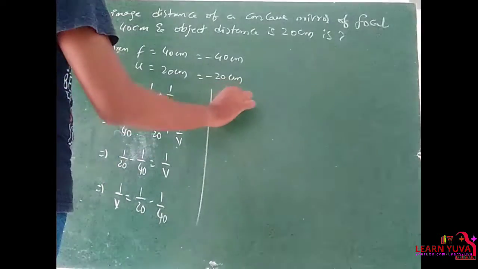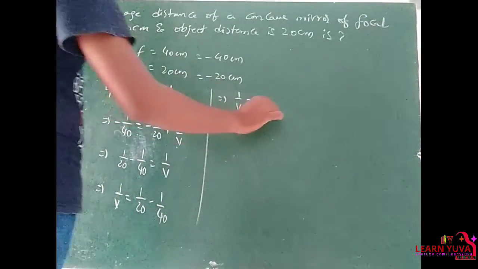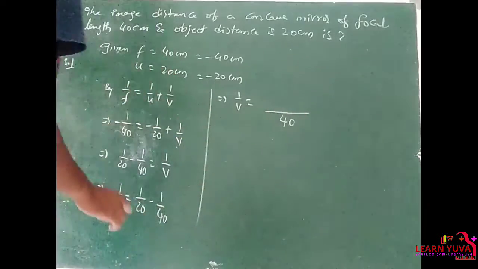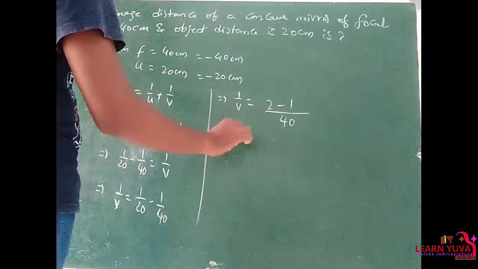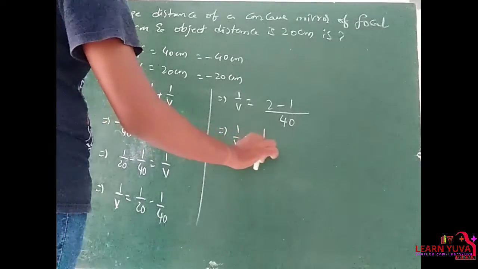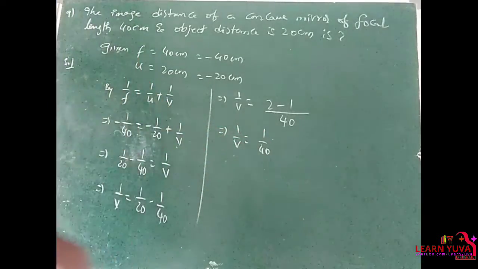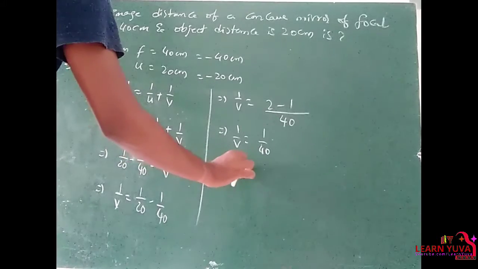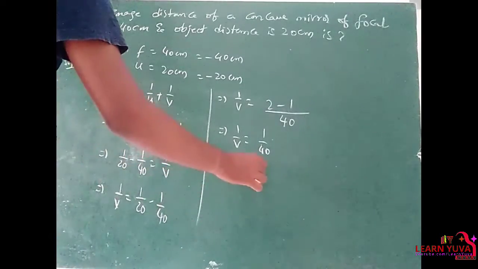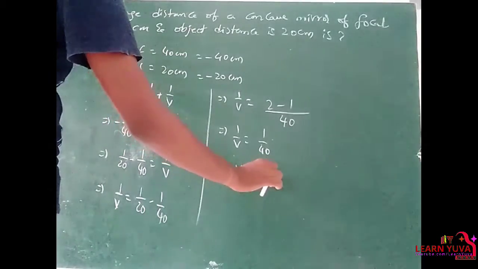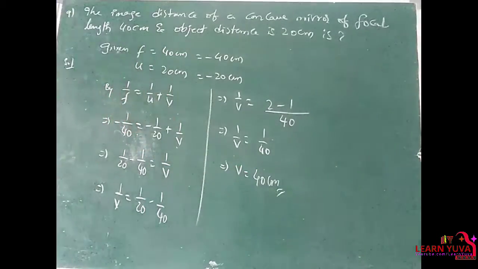That implies 1 by v is equal to, take LCM. LCM is 40, 2 twos are 40, so 2 minus 1. 1 by v is equal to 1 by 40. That implies v is equal to 40 centimeters. The image distance is 40 centimeters.